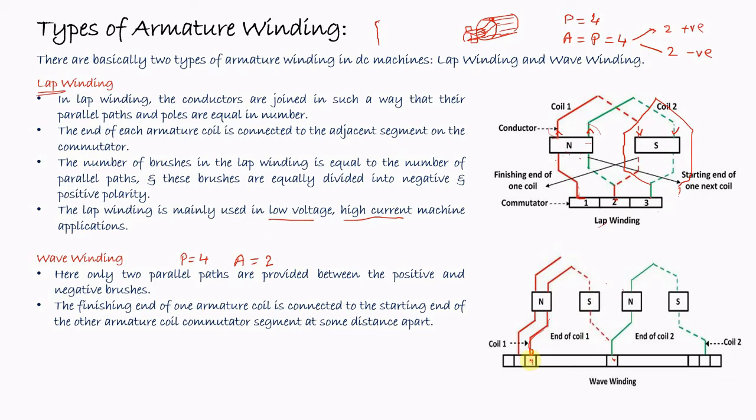Let's say it is segment 1 and it is segment 5. So the second coil will start from segment 5 of the commutator and it will end at segment 9. That means the distance will be equal. If the first coil starts at segment 1 and finishes at 5, then the difference is 4. Similarly, the second coil will start at segment 5 and end at segment 9, so the difference will be equal.